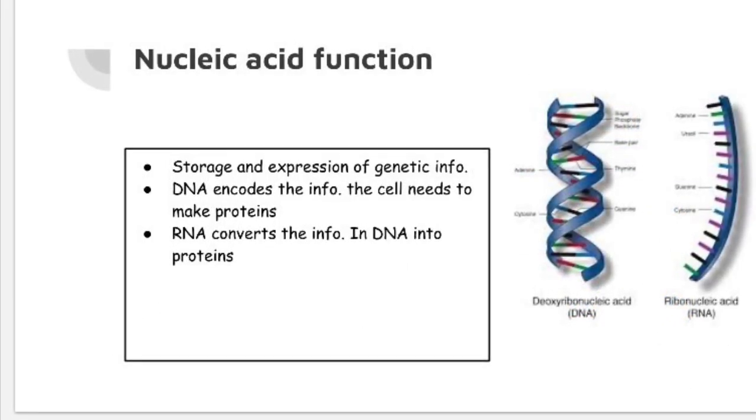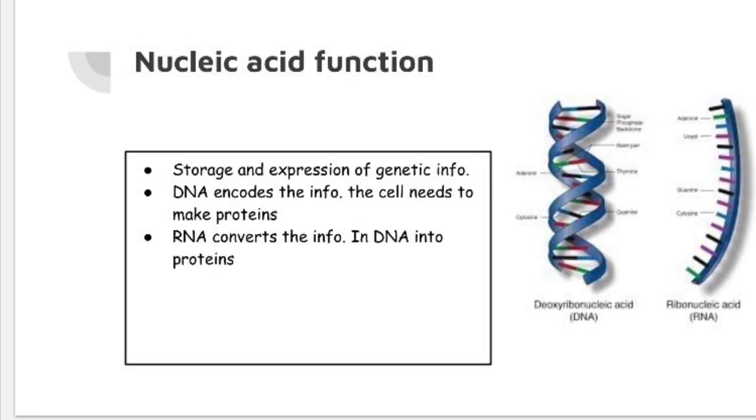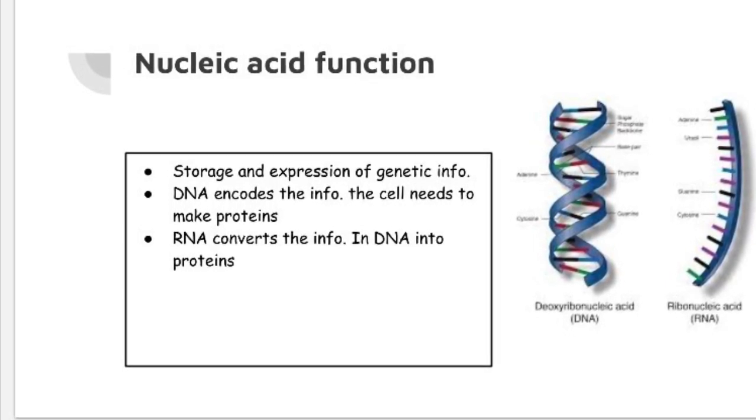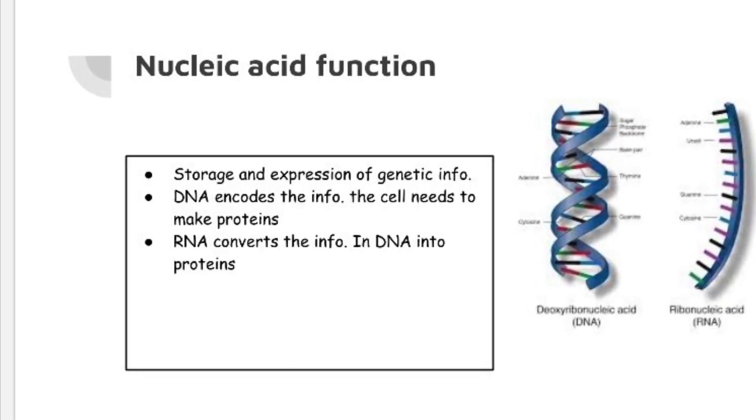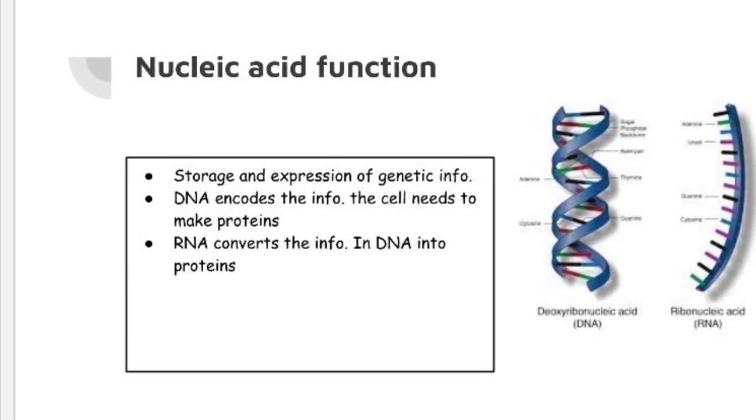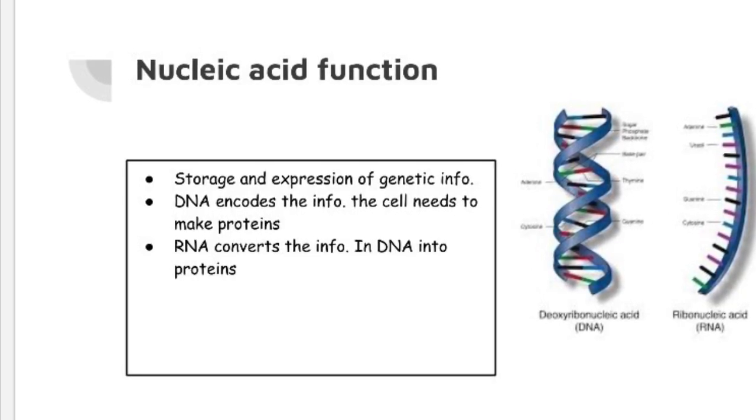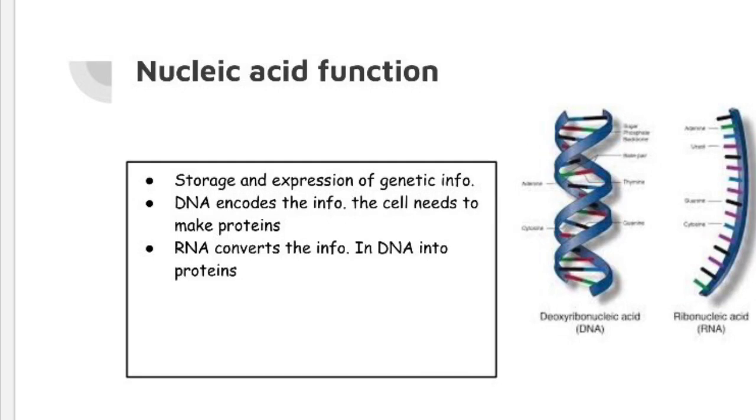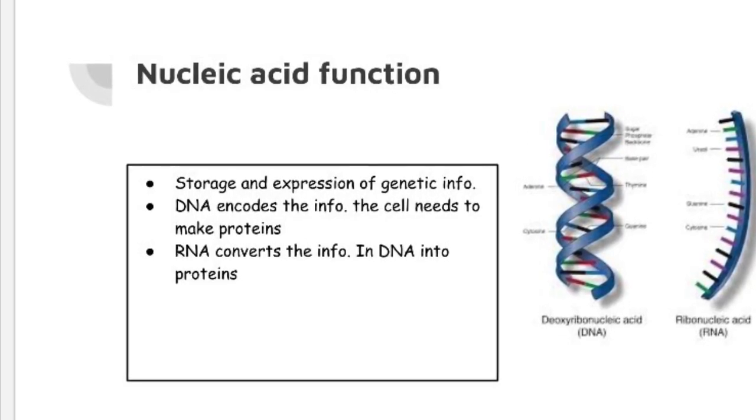Nucleic acids only have one main function, and that is the storage and expression of genetic information. For example, DNA encodes the information the cell needs to make proteins, and RNA converts the information in DNA and does the actions for making a protein. And if you need to see how RNA and DNA look, you could take a look at the picture on the right.